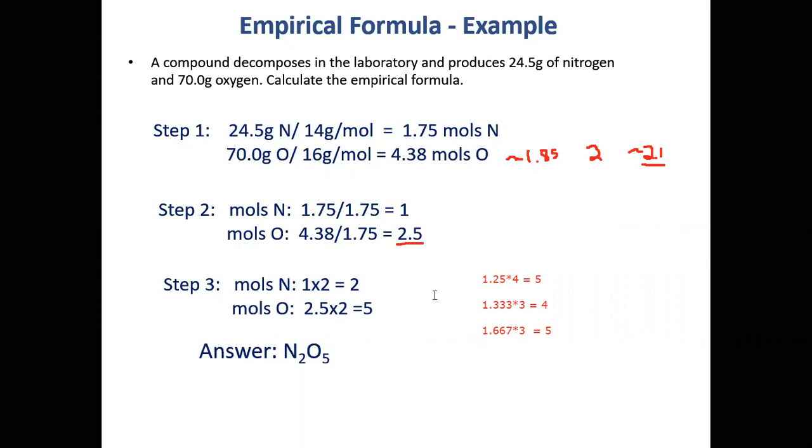Now, there are other ones as well. A tenth. If it was 0.1, you'd multiply by 10. If it was 0.2, you multiply by 5. But the ones I've shown you are the more common ones, like a half, a quarter, and a third.